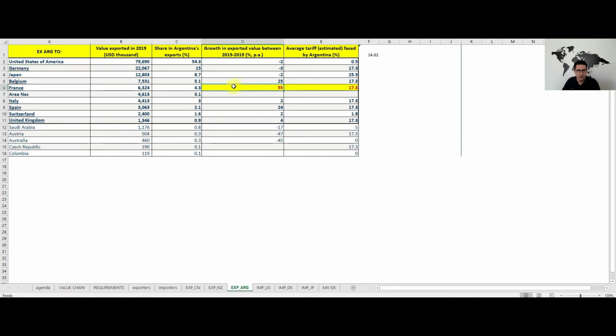And here I highlighted only France, which had a 55% average increase in the imported value of honey from Argentina.